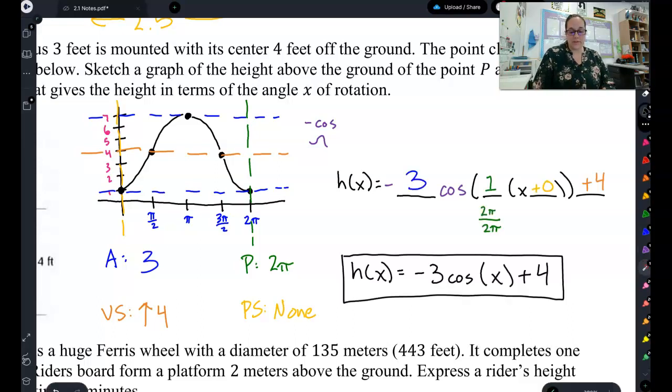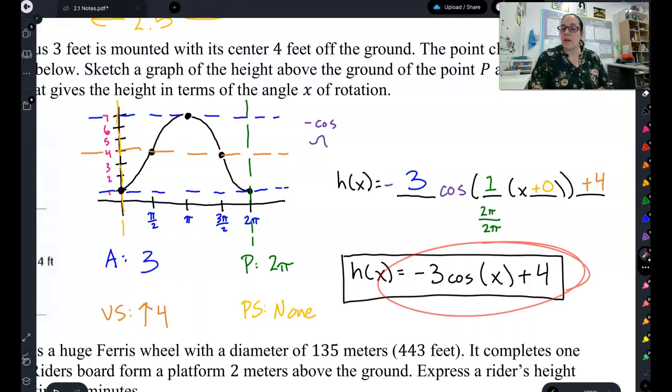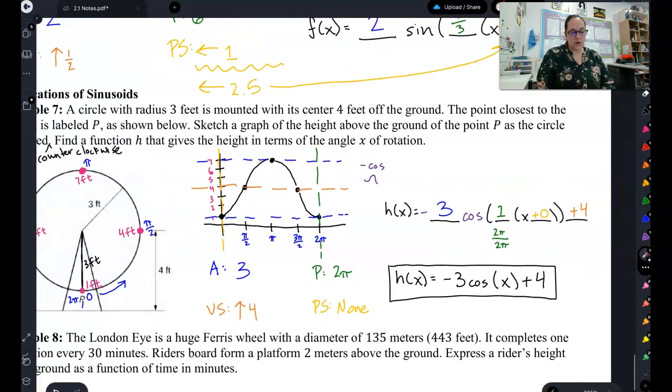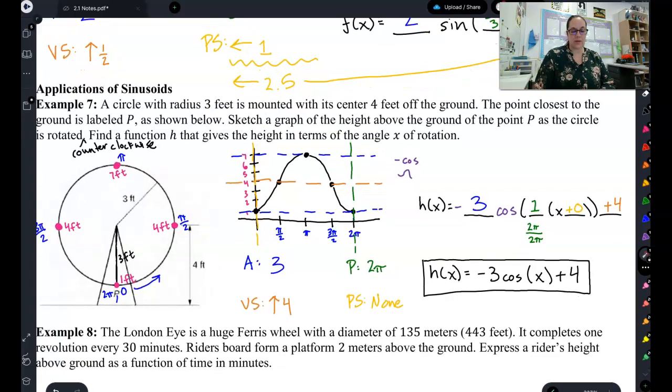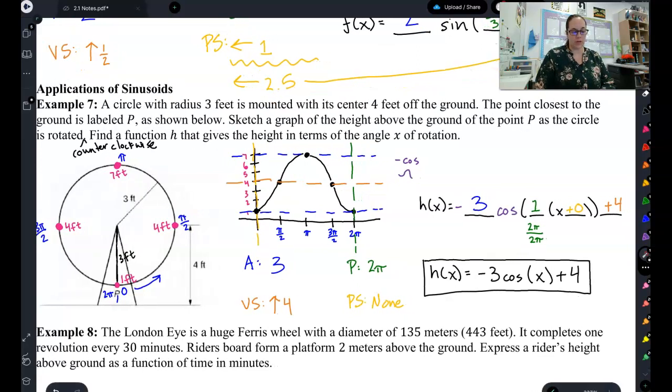Let's see how you did. So our amplitude goes first, period is multiplying inside, there's no phase shift, so I just did plus 0. Vertical shift is up 4, and if I simplify all of that, I get this equation. So this is the equation that models the height of where you are on this circle based on different angle rotations. Now I do want you to notice a couple things about this equation before we move on to example 8.